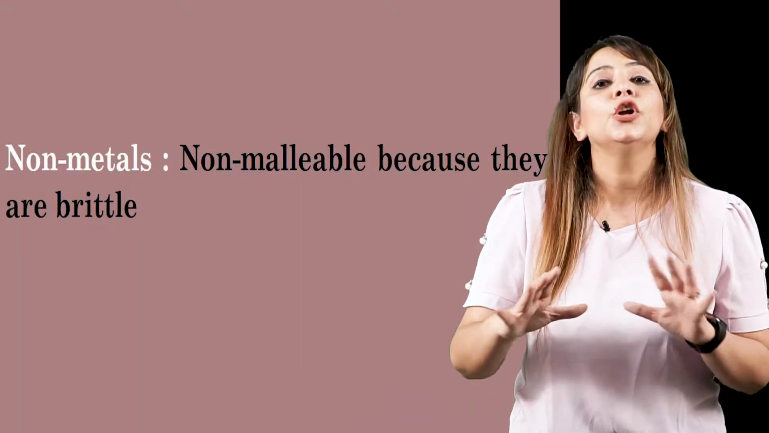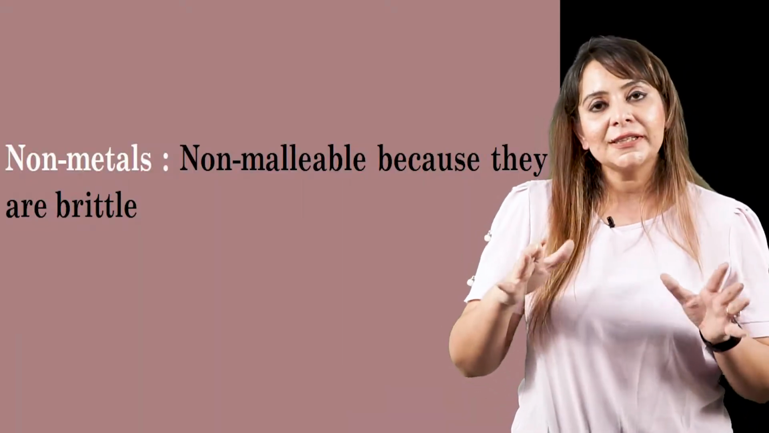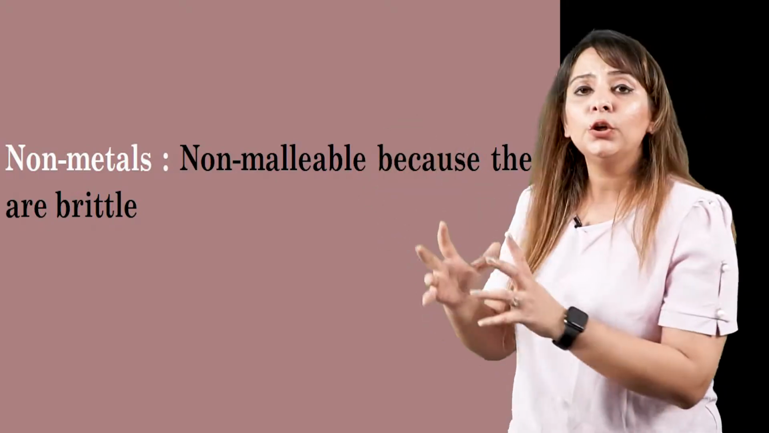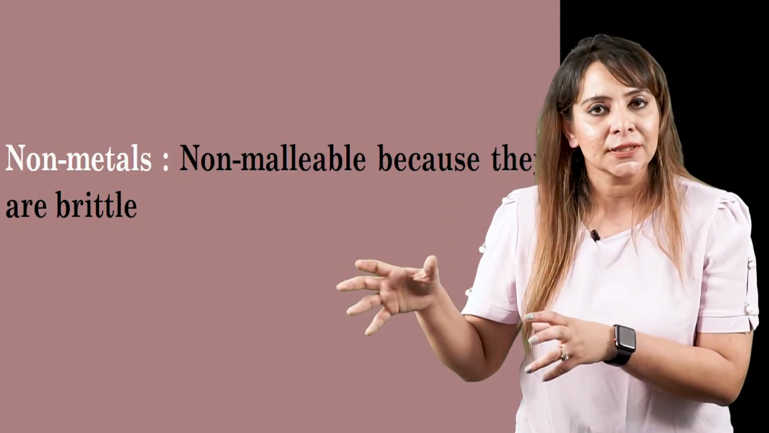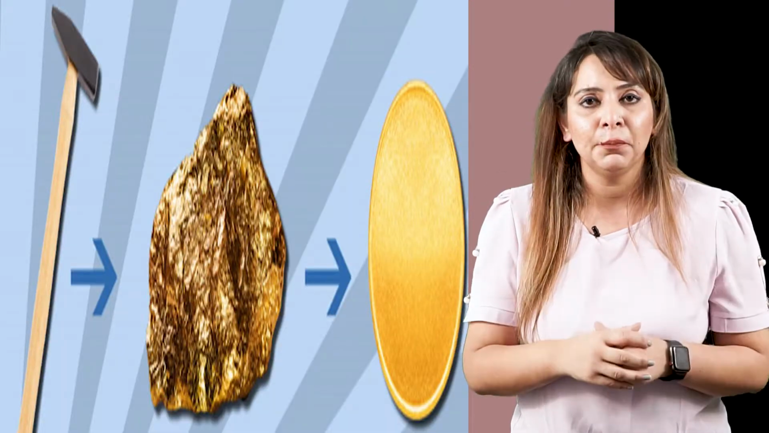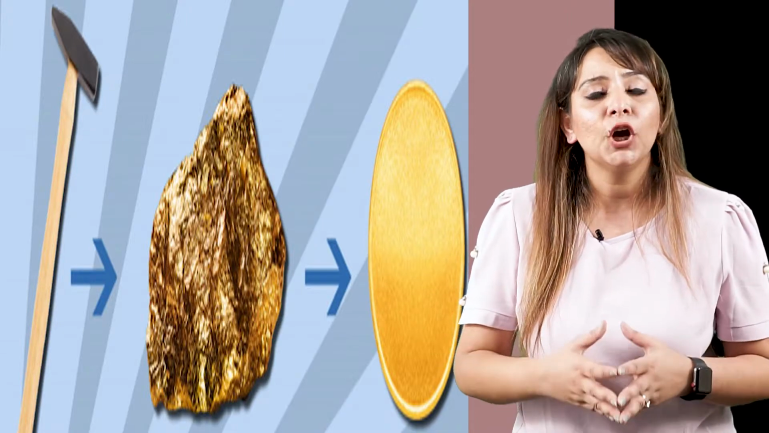If I talk about the non-metals, non-metals are not malleable. Non-metals are non-malleable. They do not possess this property of being beaten into thin sheets. The reason being they are brittle. They are brittle because in order to make them into thin sheets, we have to hammer them. And we cannot hammer them because they are brittle. So we cannot convert them into thin sheets.